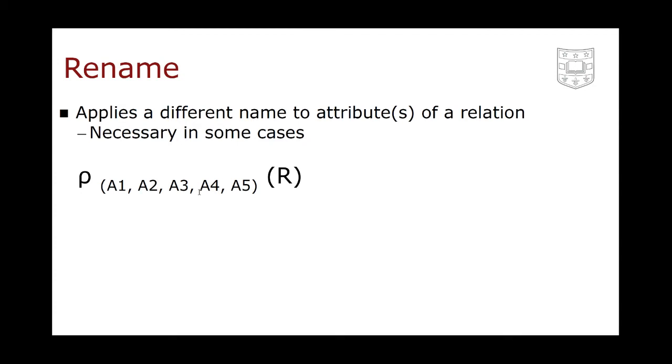Any questions? Yes? Is there a case where this is necessary? Because even though you have 2 columns with the same name, if they both are joined, then you can say student.id and then course.id. You don't have to.